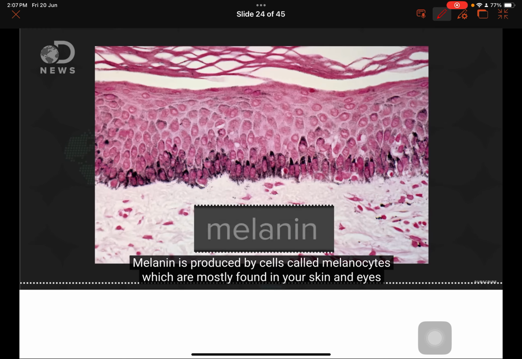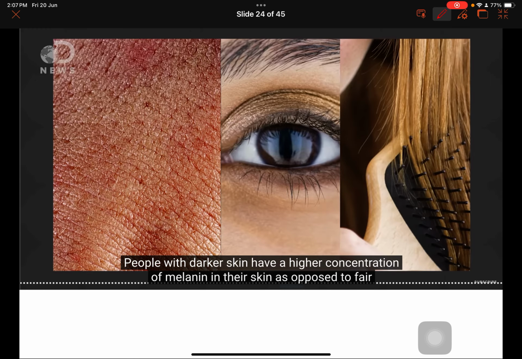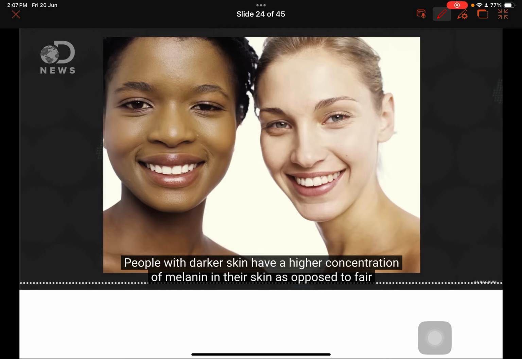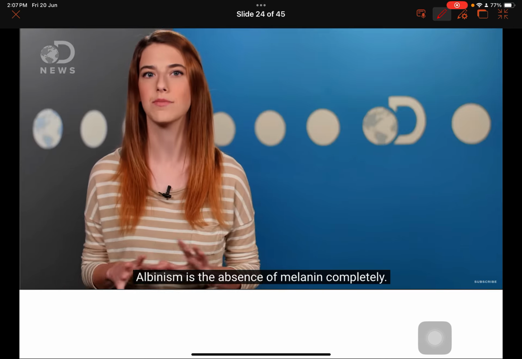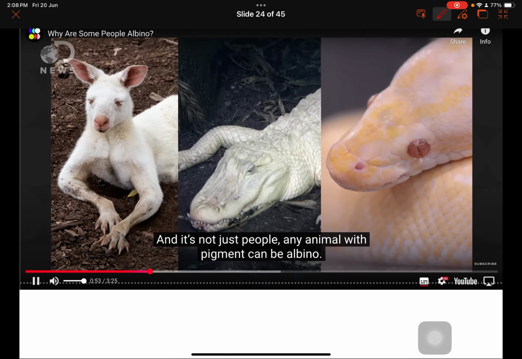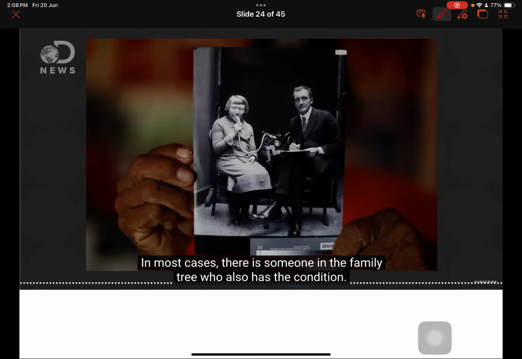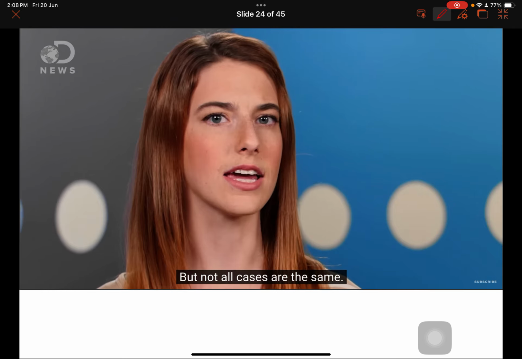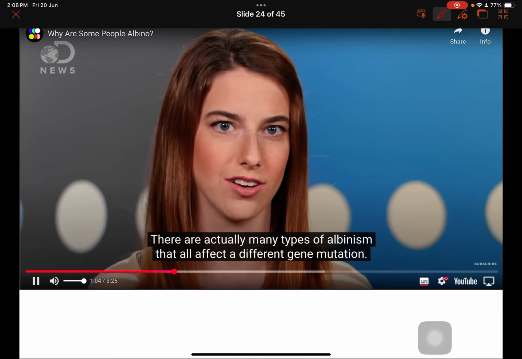Melanin is produced by cells called melanocytes, which are mostly found in your skin and eyes, but also in your hair. People with darker skin have a higher concentration of melanin in their skin as opposed to fair-skinned people. Albinism is the absence of melanin completely, and it's not just people. Any animal with pigment can be albino too. Albinism is passed down genetically. In most cases, there is someone else in the family who has the condition, but not all cases are the same. There are actually many types of albinism that all affect a different gene mutation.